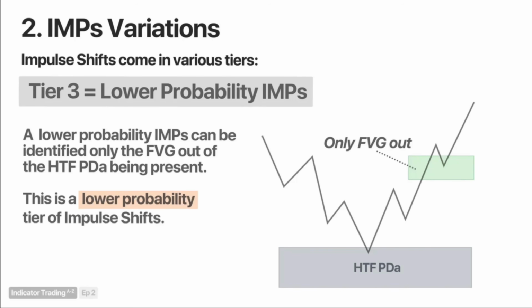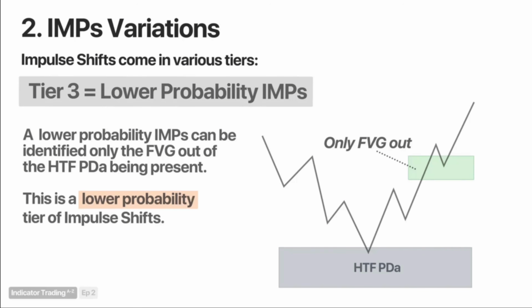Now, as we go into tier 3, it is lower probability. This is when we only get the FVG out of the higher time frame PD array. So we just see that displacement. We just see that bullish order flow leg out of our higher time frame PD array. We are lacking that manipulation fair value gap, but we are still seeing institutional sponsorship and an intention to want to push higher. So while it is still valid, we are missing a key component, which is that manipulation. Overall, a lower probability tier of impulse shift.